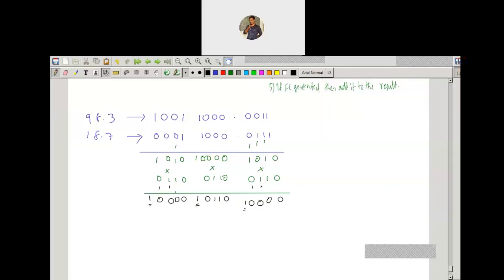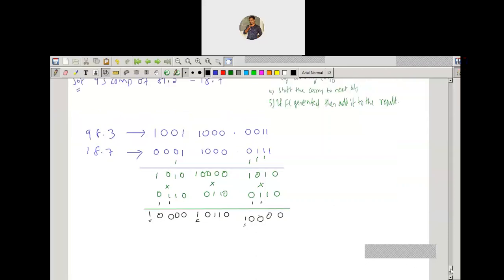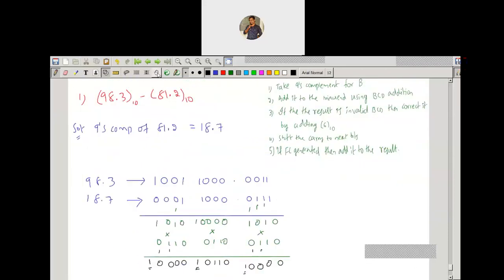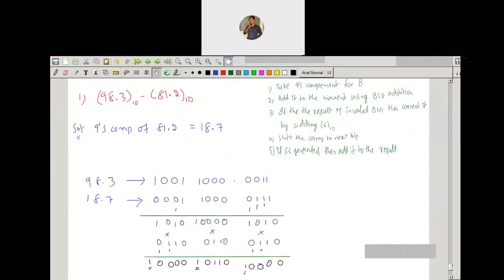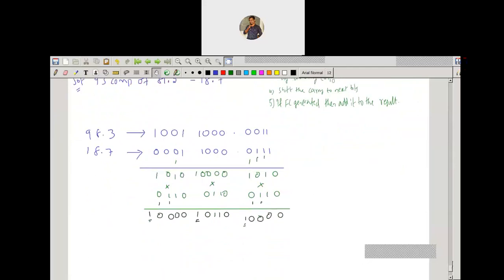So what is the next step here? After doing the BCD addition, if the result is invalid, correct it by adding 6. We have done this third step also. After that, shift the carry to the next bits. You have to shift this carry to this bit. That is, you have to add 1 here, and also there is one more carry. Add it to the next bits.